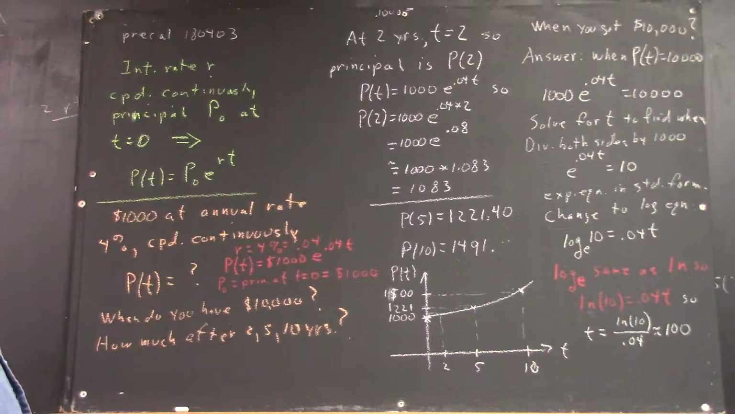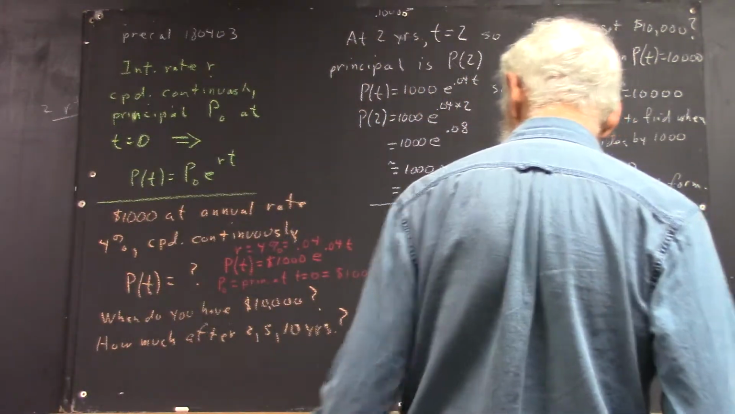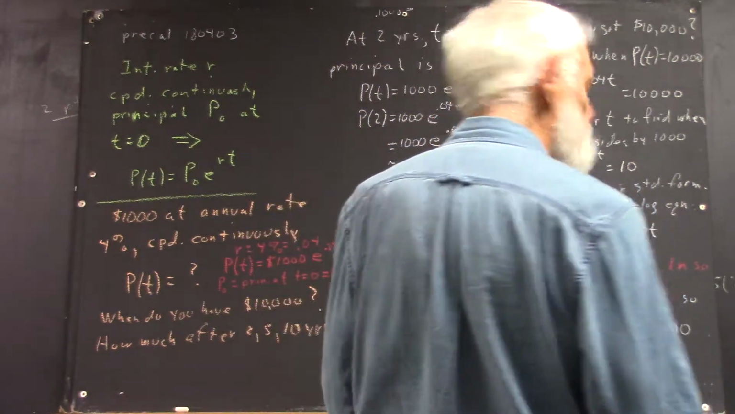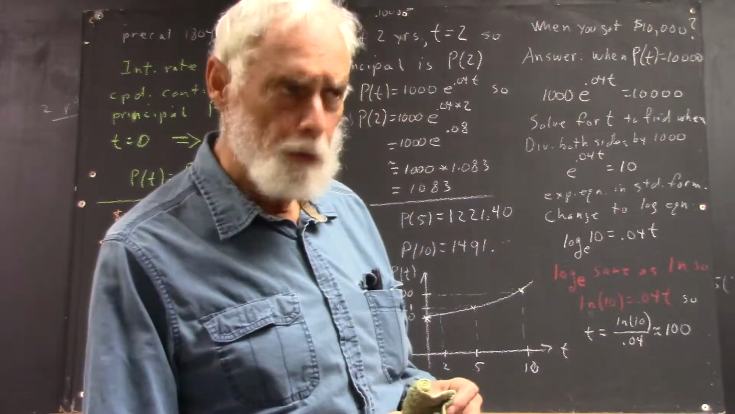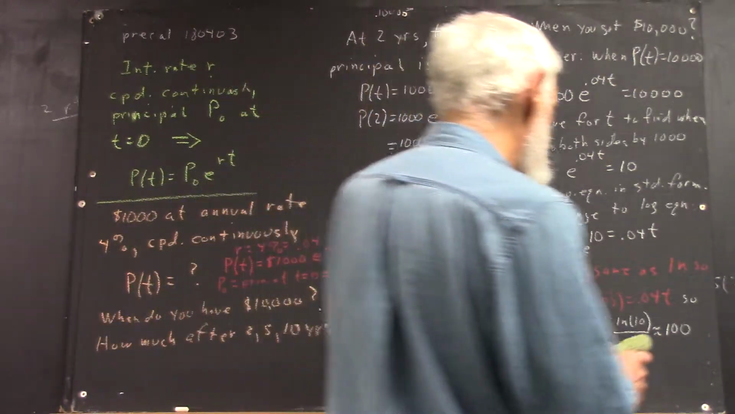Let's see, natural log of 10 divided by 0.04 equals. Okay, yeah, never mind. That's right. So I was disturbed only by an erroneous mental calculation, which means I go around disturbed a whole lot.